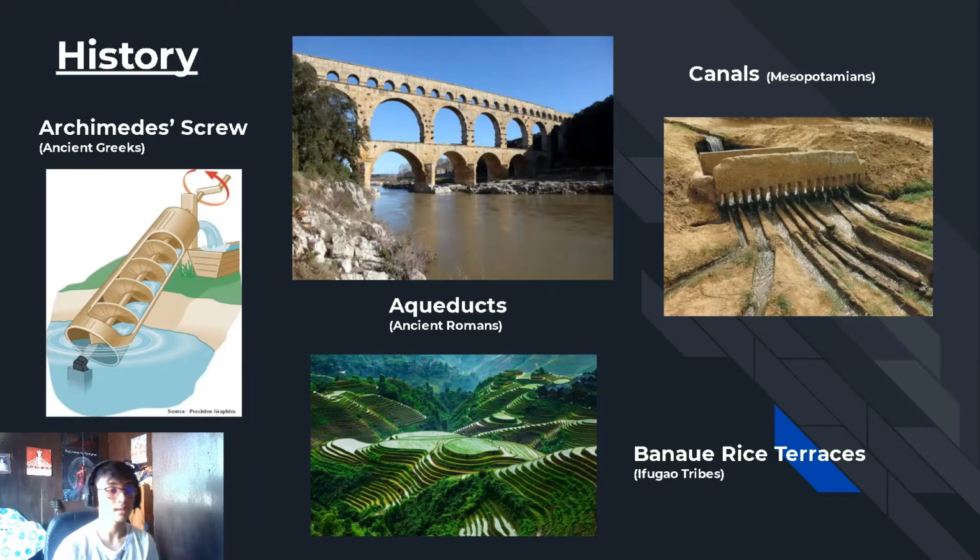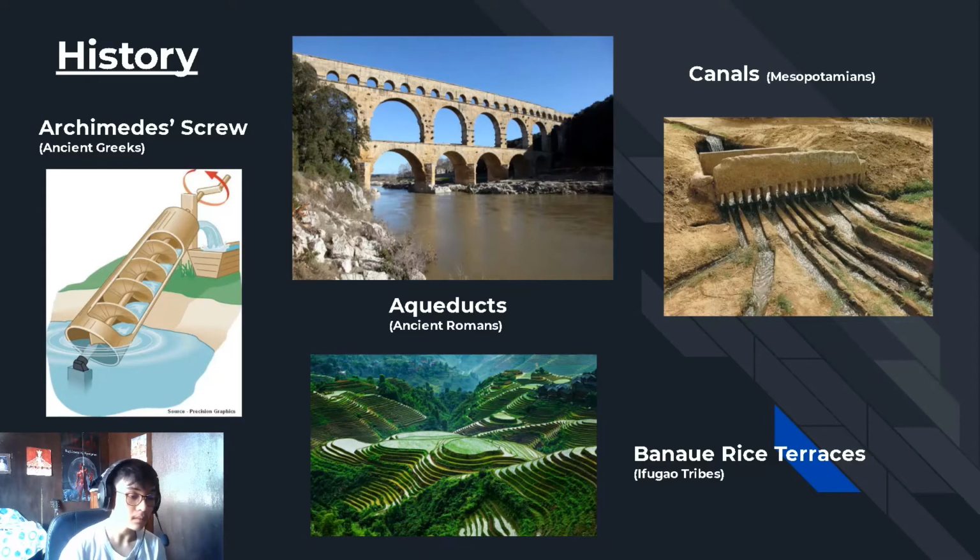Next are the canals. Canals are used for irrigation, for agricultural purposes, and also to supply water to the different parts of Mesopotamia. So the first canals were built in Mesopotamia by the ancient Mesopotamians. Third is the Archimedes screw. The Archimedes screw or the water screw is used to supply water from a low level to a high level, by just turning the screw, and thus supplying water for irrigation, for aqueducts, and whatsoever.